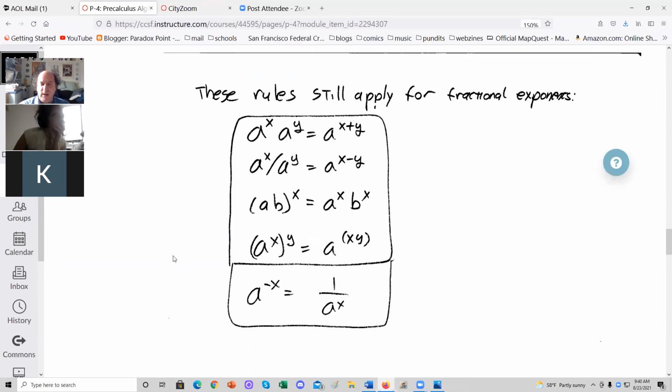Now the rules for exponents mentioned earlier still apply. If you multiply 2 powers of the same base, the exponents add.